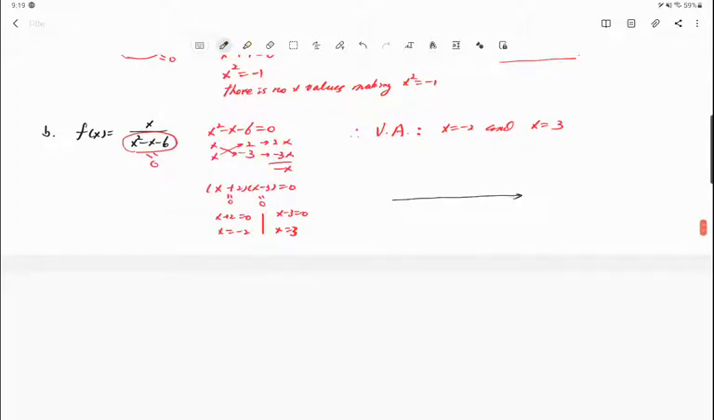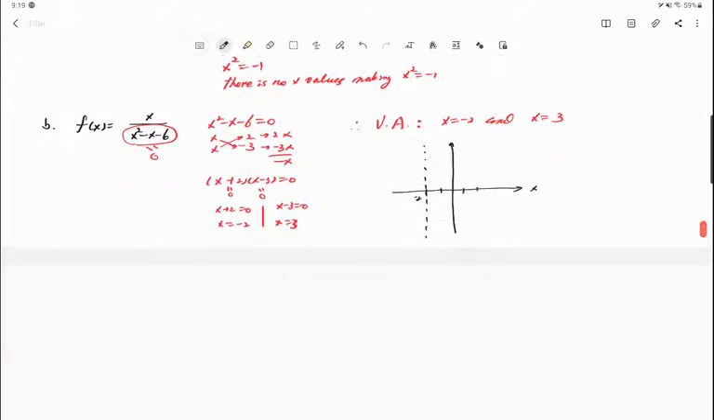So probably the graph looks like this, if you use a graphing calculator at this moment. When x equals negative 2, this is a vertical asymptote. When x equals 3, this is a vertical asymptote. So the ends of the graph will approach these two vertical lines. If you use a graphing calculator, then it probably looks like this. As you see, this end is approaching where?